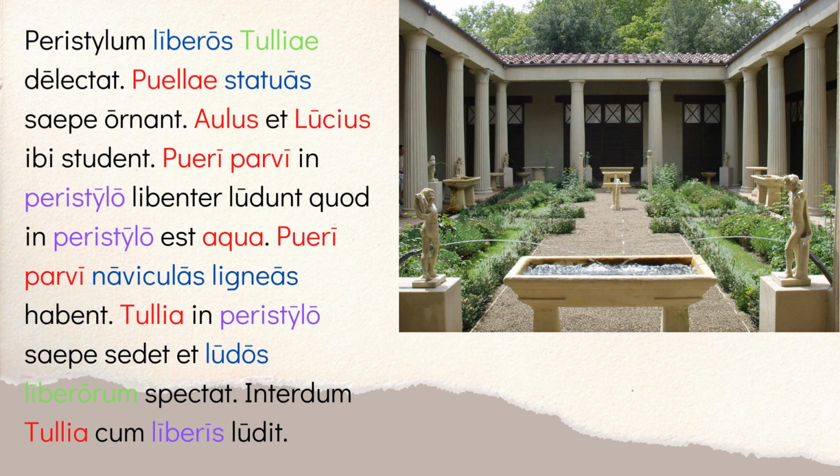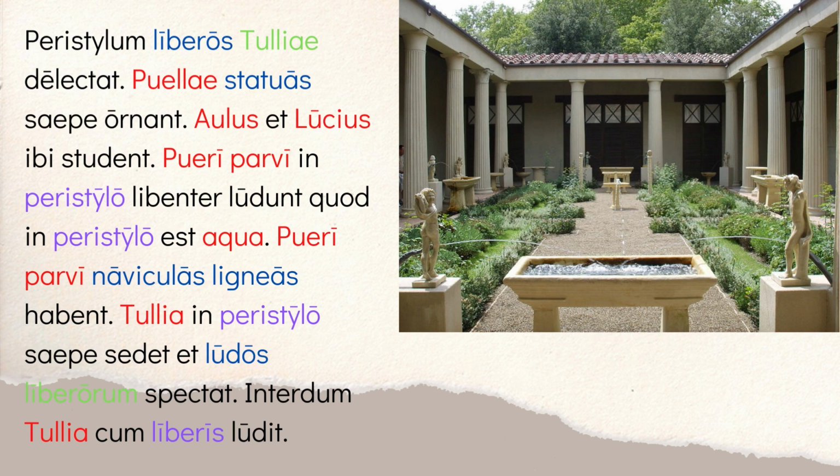Then you continue. You have pueri parvi, naviculas ligneas habet. So the little boys, the parvi pueri, they have, habet. Naviculas ligneas means wooden ships. A navicula is like a little ship, like a toy ship, and ligneas means wooden. So these are accusative plural. So you're saying they have little wooden ships. It's kind of how you translate it.